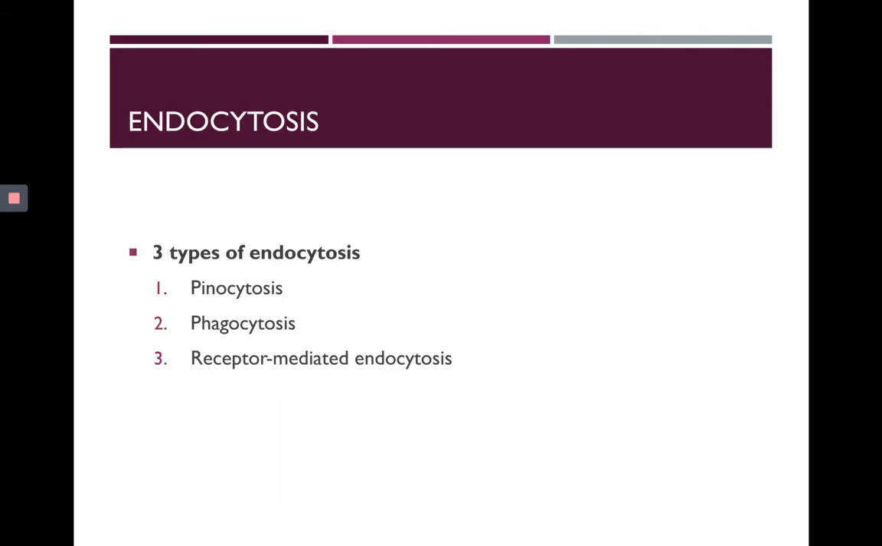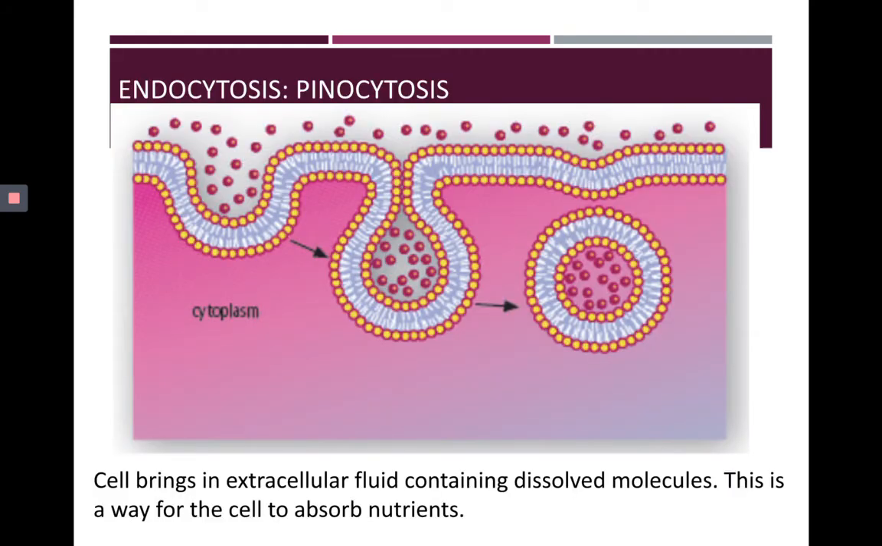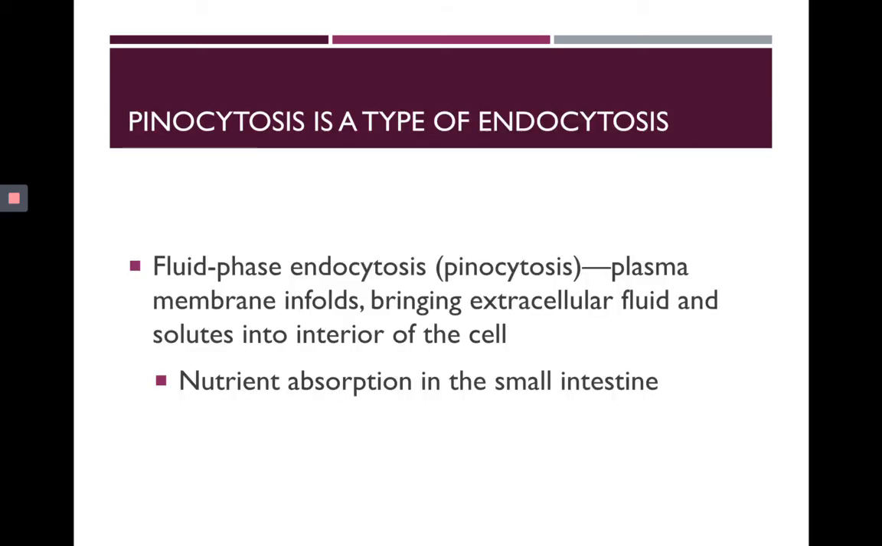So let's look at 3 types of endocytosis. All 3 of these types of endocytosis are going to be bringing things, large things, into the cell. Pinocytosis, you can think of it as cell drinking. We're bringing in extracellular fluid that contains dissolved solute or dissolved molecules. So this is one way for a cell to absorb nutrients that are already slightly broken down. But these substances are usually slightly larger than would be just absorbed through the plasma membrane or with the help of, say, a channel or carrier protein.